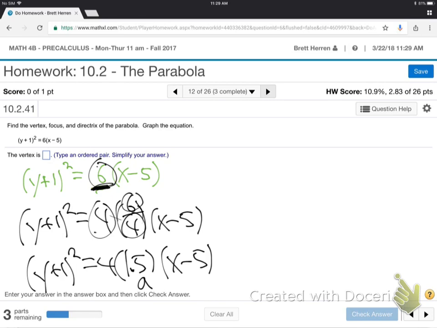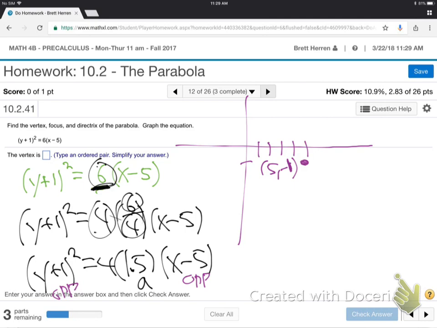So let's go to the graph here. So the center, remember it's opposite. So that'd be over 5, down 1. Like there. Is that good so far? So over 5, down 1. Remember it's opposite of whatever's in the parentheses next to x and next to y. Over 5, down 1. Okay.